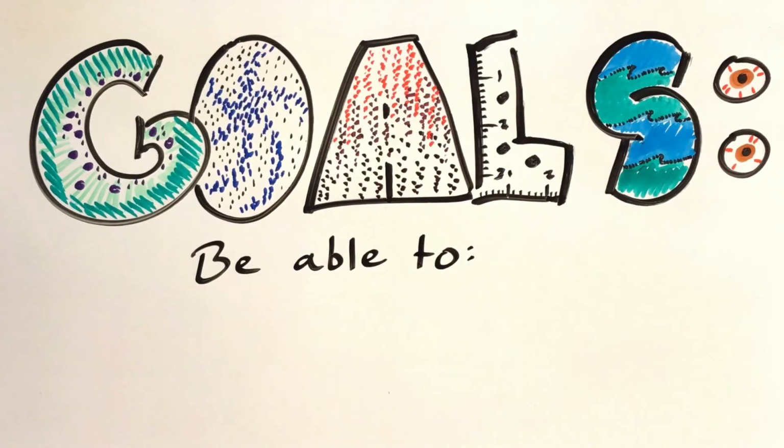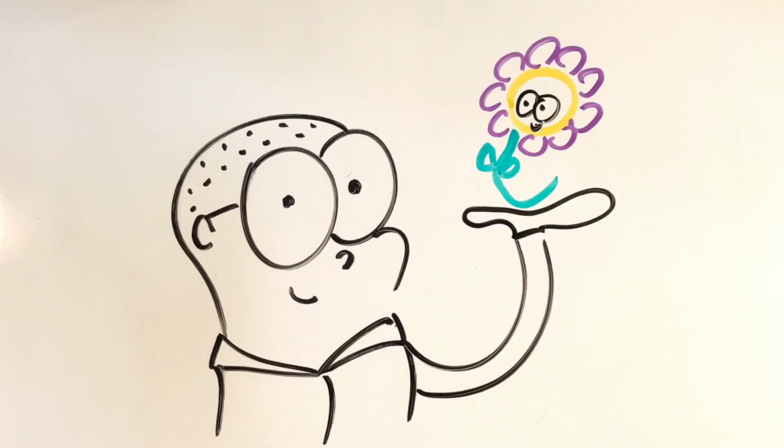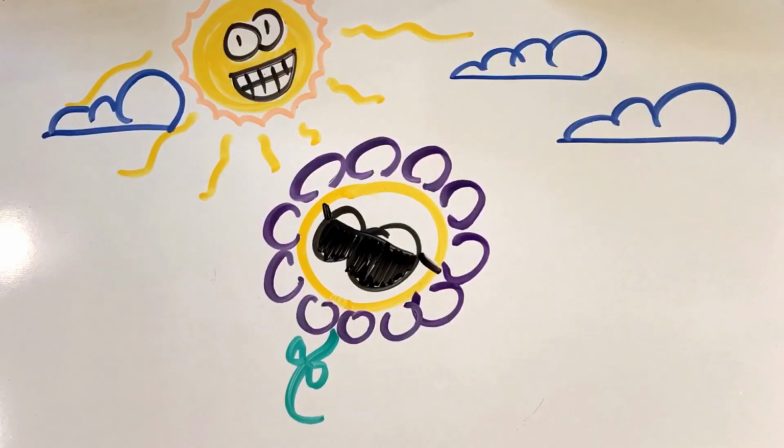After watching this video, you should be able to use a model with macroscopic, microscopic, and nanoscopic scales to illustrate how plants grow and function. If you can't do that, go back and watch the parts of the video you don't understand. We have learned a lot in this video series on plants. Thanks to some very basic observations of mass and CO2, we now have a complete working model for how plants grow and function. With our model in hand, we can explain lots of behaviors of plants by appealing to the macroscopic, microscopic, and nanoscopic scales.